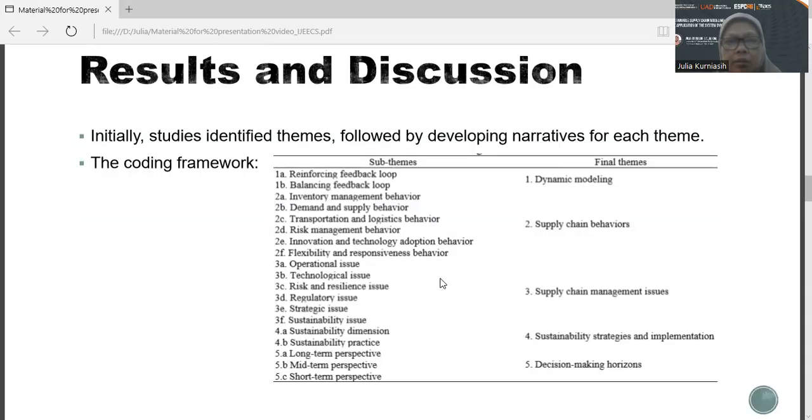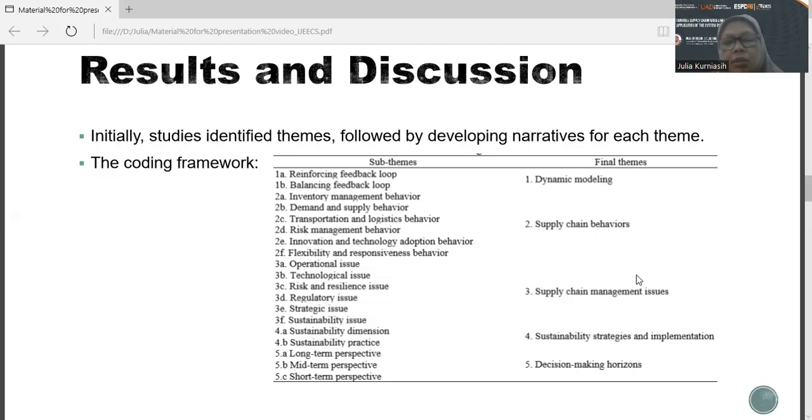Okay, and the next section is about results and discussion. Initially, the study identified themes, followed by developing a narrative for each theme. And this is the coding framework, where the left column is the original or sub-themes, and the right column is the final themes.